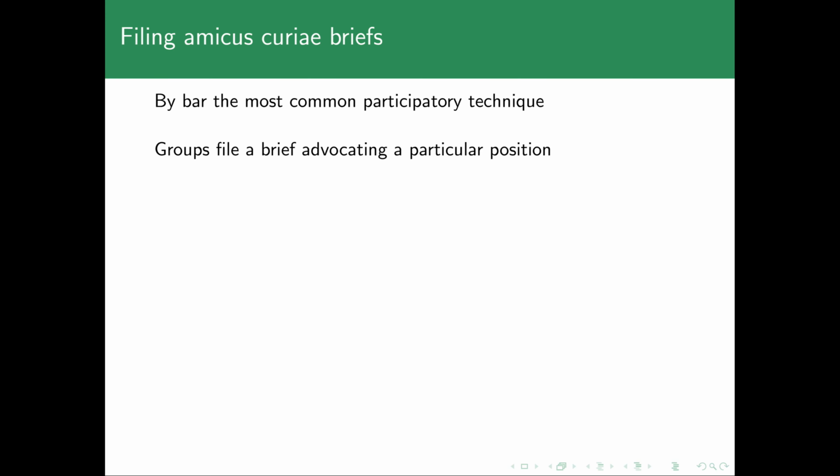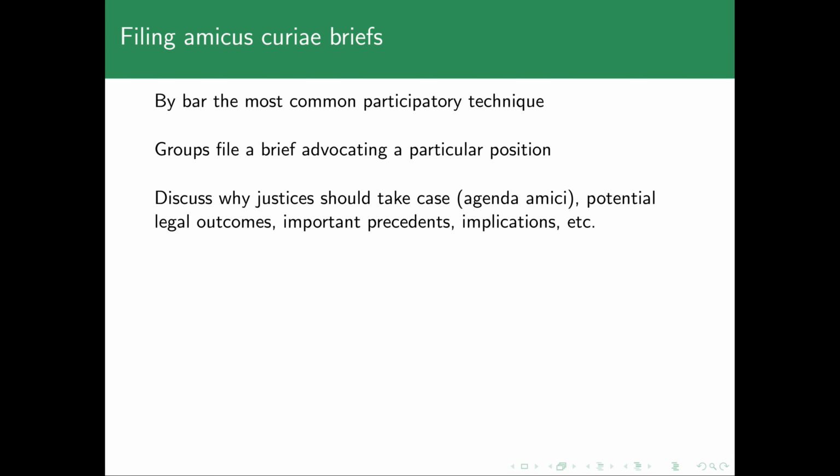And to file an amicus curiae brief, you have to be a third party, so you're not a named party in the litigation. This is far and away the most common participatory technique. Groups file a brief advocating a particular position. A lot of times they discuss why the justices should take a case. We've already talked about this this semester.